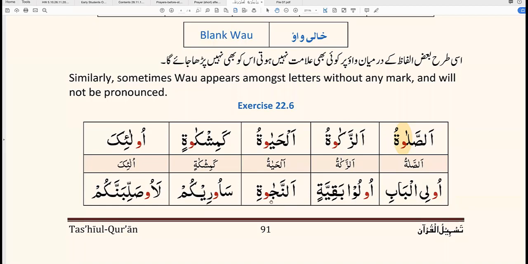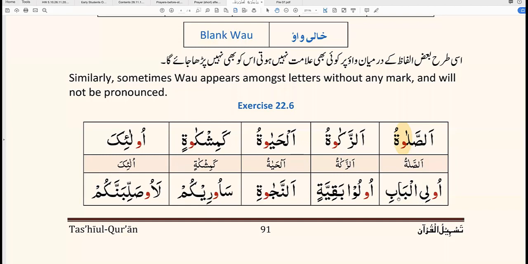Okay, so let's put these together, yeah? An-najati. An-najati. Well done. An-najati. Well done. Okay, so let's go through these three words with yourself again, okay?